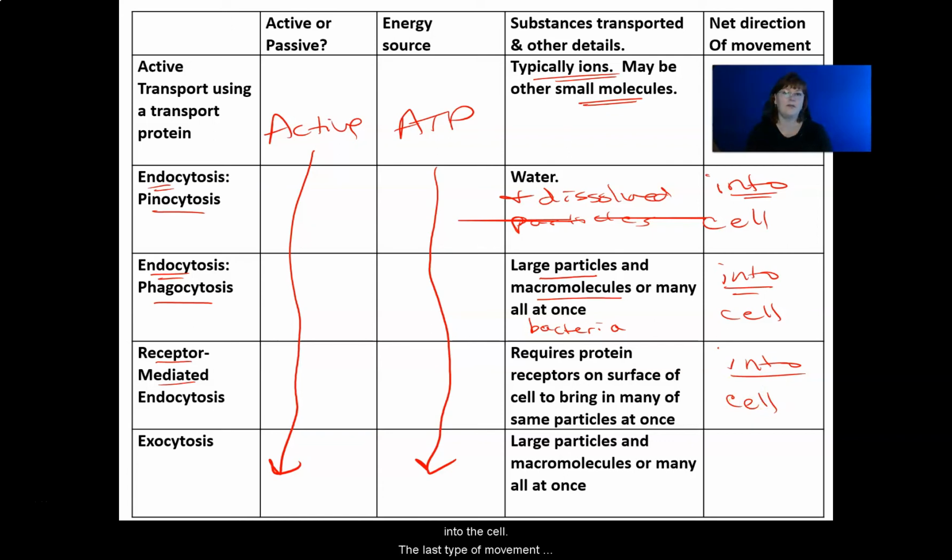The last type of movement across membranes is exocytosis. If endo means we're coming into the cell, then exo is exiting the cell. So again, we're taking large particles, big macromolecules, maybe a bacteria or another cell that we've broken down, and now it's in kind of a garbage bag cell membrane pocket, a vesicle, and we want to dump it all outside the cell as waste. So now I'm going to be taking lots of those particles or molecules, and I'm going to send them out of the cell.